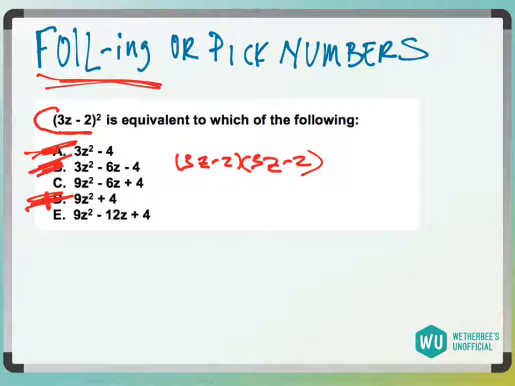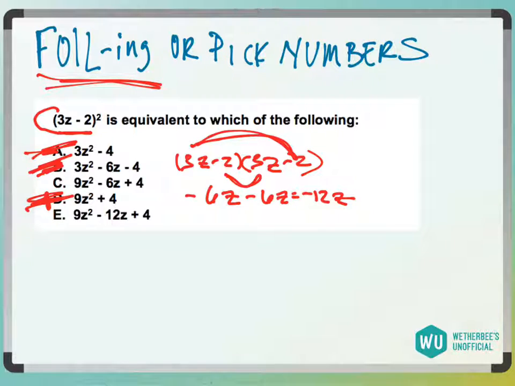The middle term is going to be the outer, right? 3z times -2, which is -6z, and the inner is going to be -6z, which is going to be -12z, and that is going to be answer choice E, right?